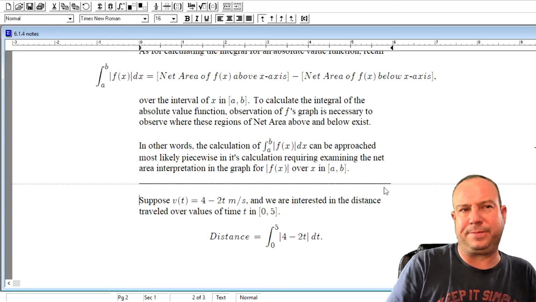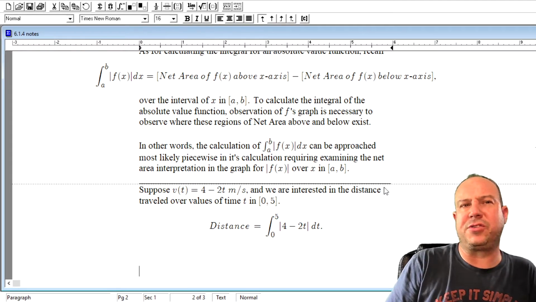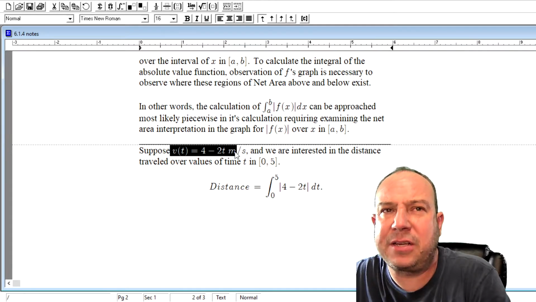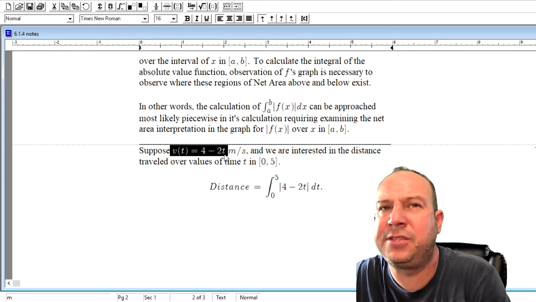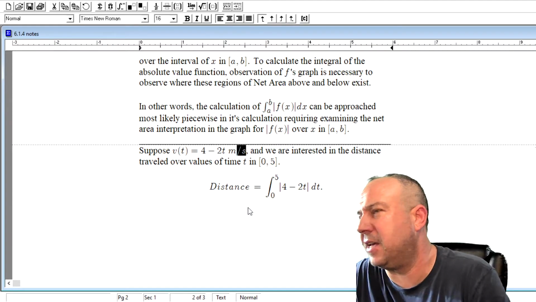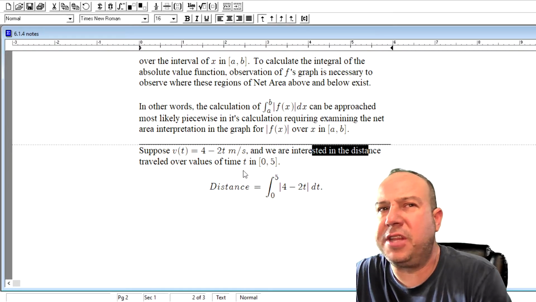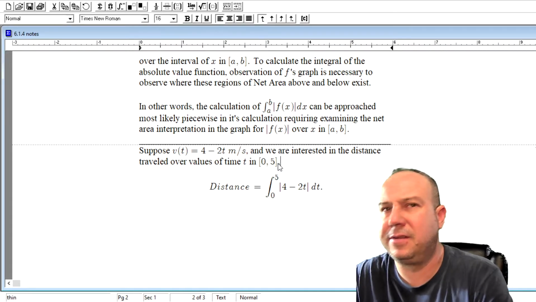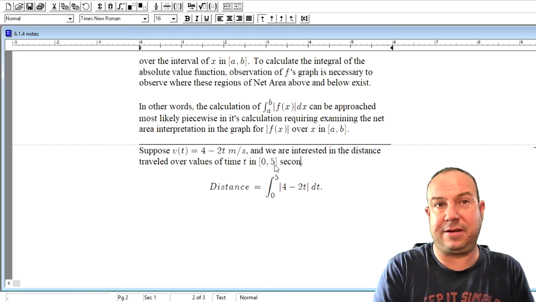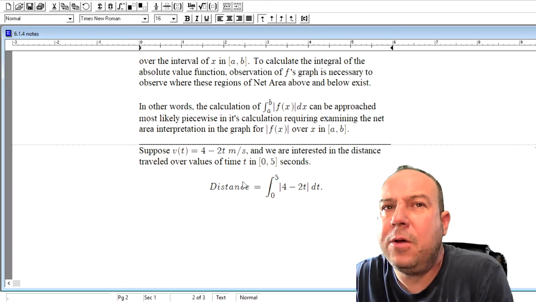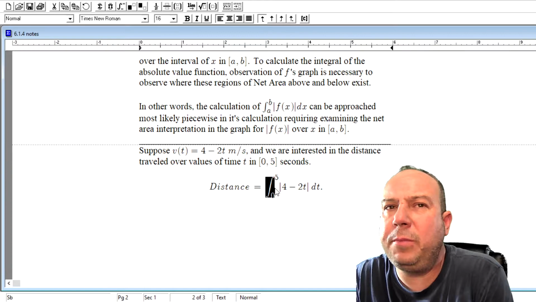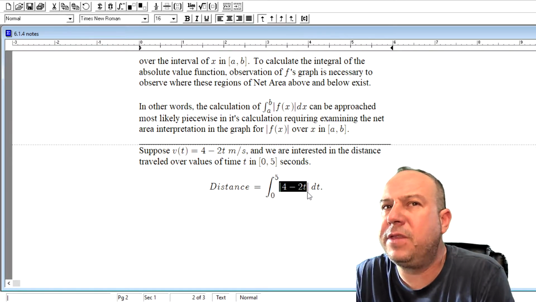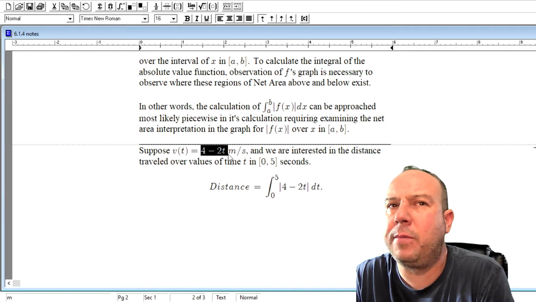Here's an example. Suppose we were interested in finding the distance traveled by the object whose velocity is described by 4 minus 2t meters per second. And we're interested in the distance traveled over this interval of time from 0 to 5 seconds. Let's say that here. All right? Well, that distance traveled will be the definite integral from 0 to 5 for the absolute value of 4 minus 2t.